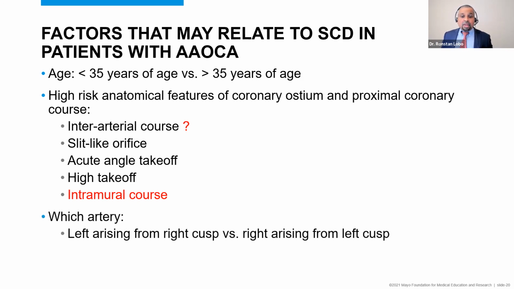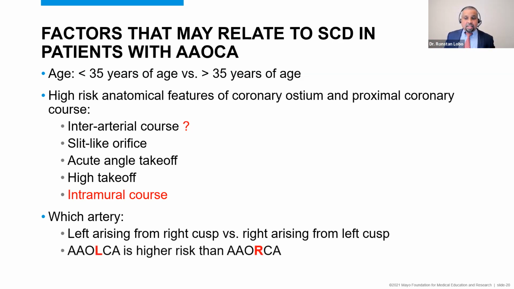AAO-LCA is less common than AAO-RCA, but it's often found more in autopsy series of sudden cardiac death, either due to AAO-LCA being more prone to coronary compromise or because of the larger proportion of myocardium supplied, or both. In other words, AAO-LCA carries a higher risk of death than AAO-RCA.